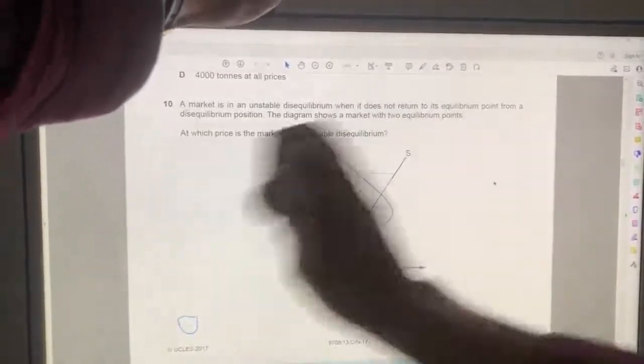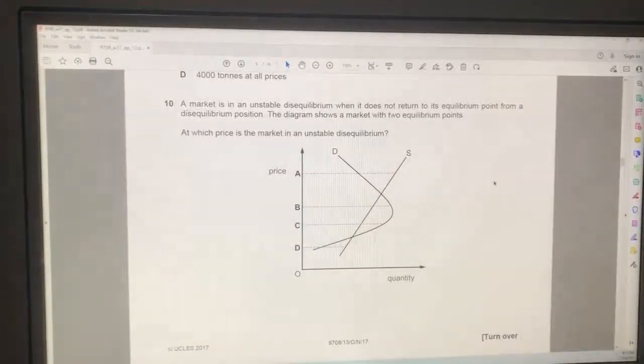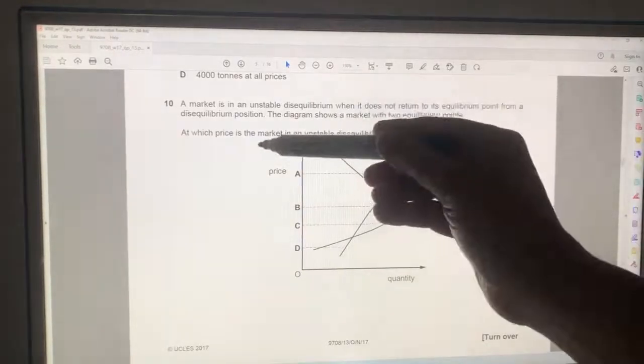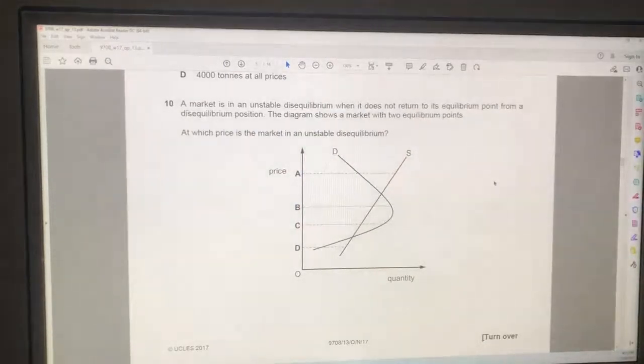Here's question 10. An interesting question. A market is an unstable disequilibrium when it does not return to its equilibrium point from a disequilibrium position. True. And here's a market with 2 equilibrium points. Not that unusual. At which price is the market in an unstable equilibrium?